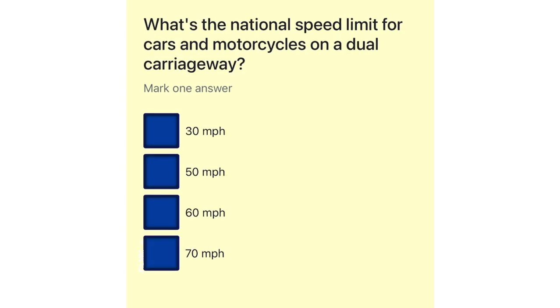What's the national speed limit for cars and motorcycles on a dual carriageway? 30 miles per hour. 50 miles per hour. 60 miles per hour. 70 miles per hour.